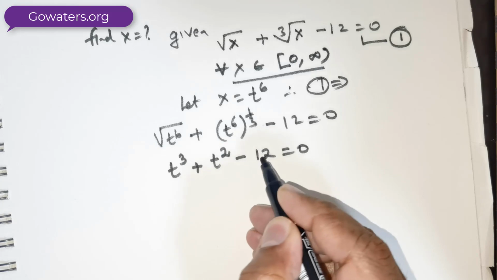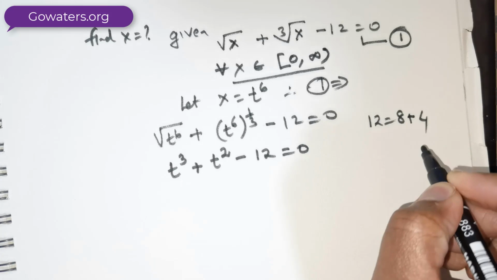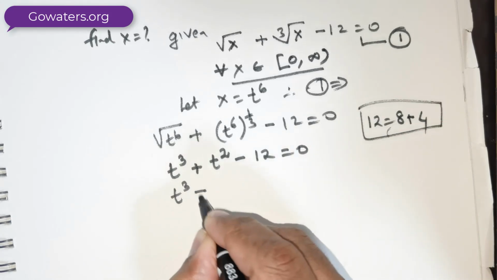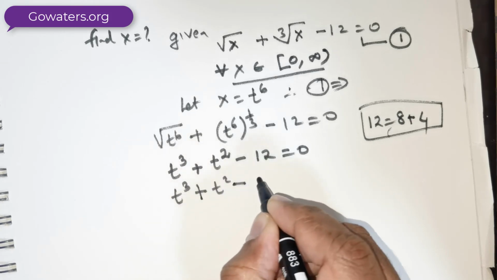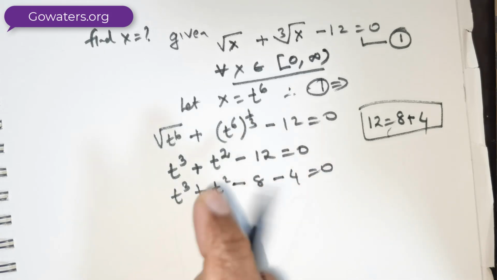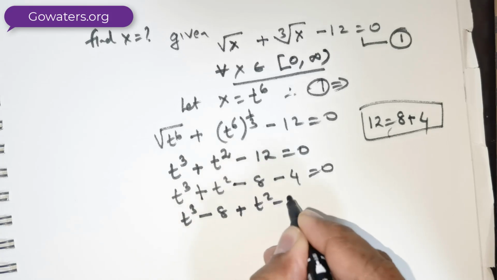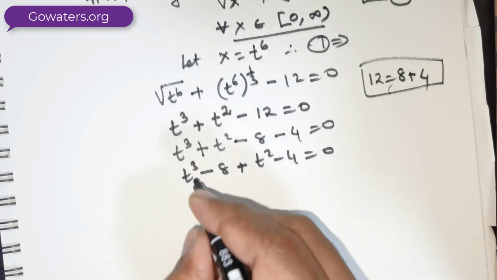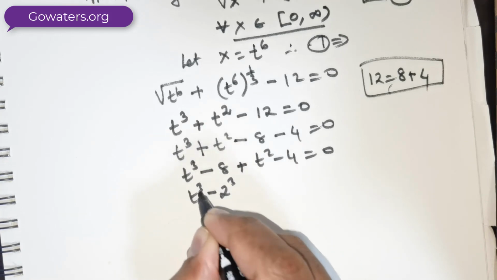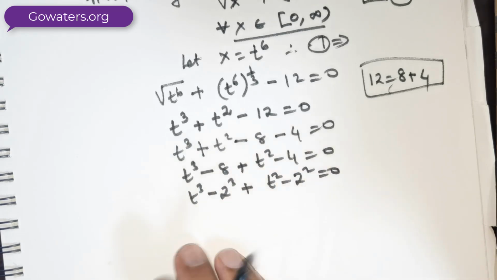Now can I write 12 as 8 and 4? Yes, it's possible, so let me do that. So this is t cubed plus t squared minus 8 followed by minus 4 is equal to 0. I'm going to push this 8 towards this t cubed. So this is t cubed minus 8 plus t squared minus 4 is equal to 0. I'm going to write 8 as 2 cubed. So this is t cubed minus 2 cubed plus t squared minus 2 squared is equal to 0.